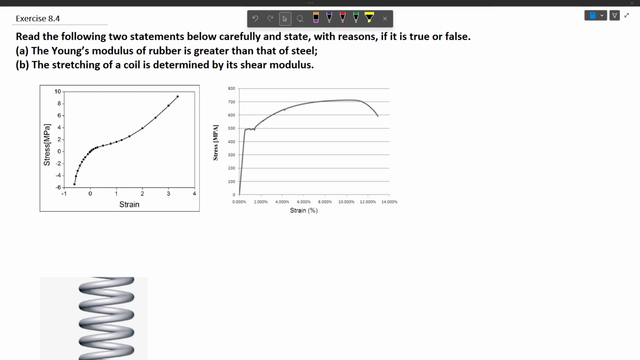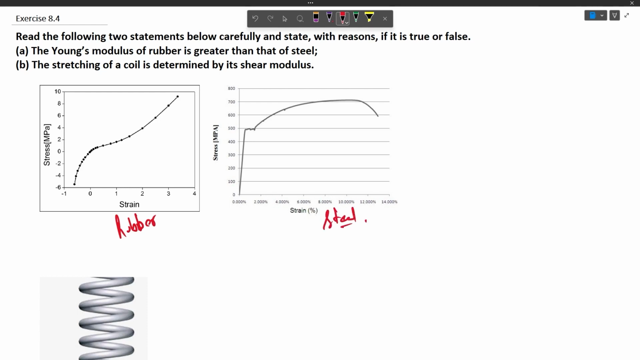The question says that read the following two statements carefully and state with reasons if they are true or false. Now the first statement is Young's modulus of rubber is greater than that of steel. So we have got here the stress strain plot of rubber, and this is for steel.